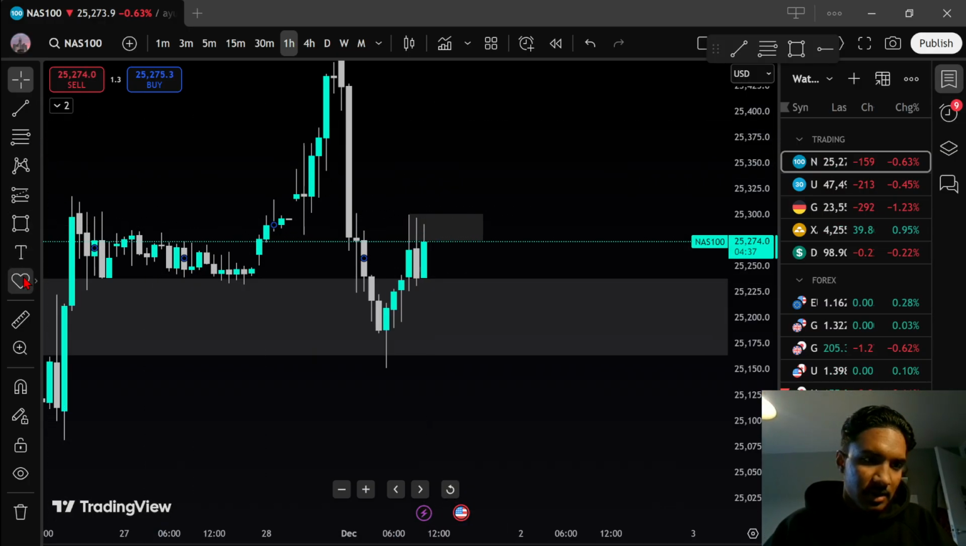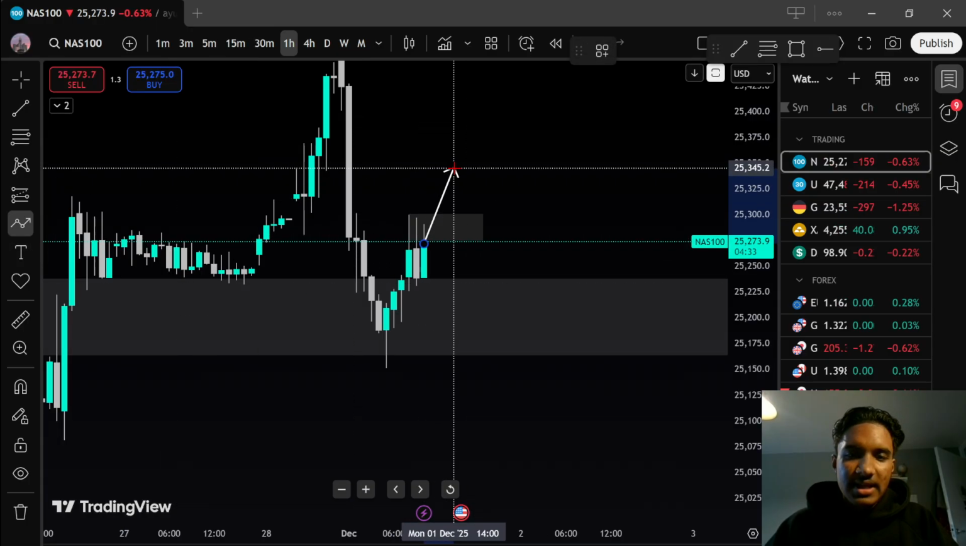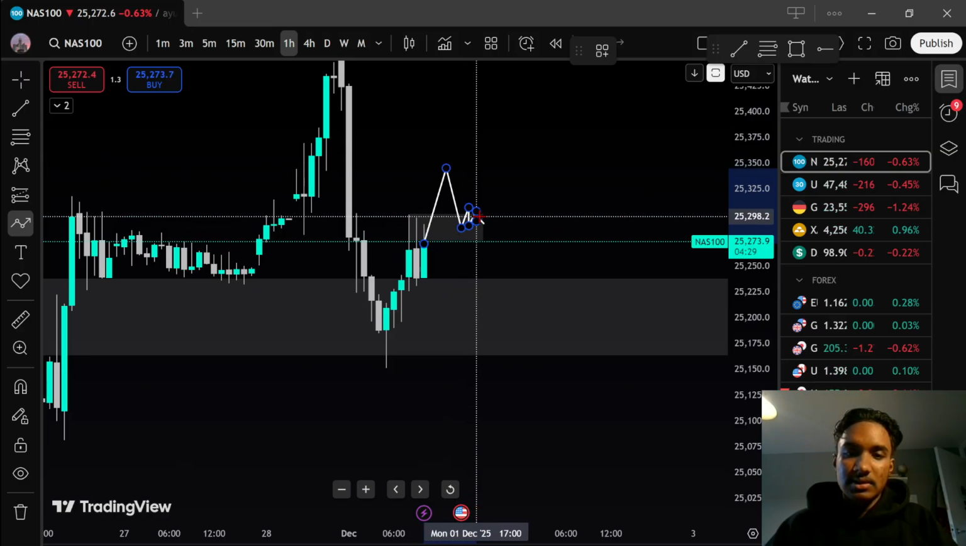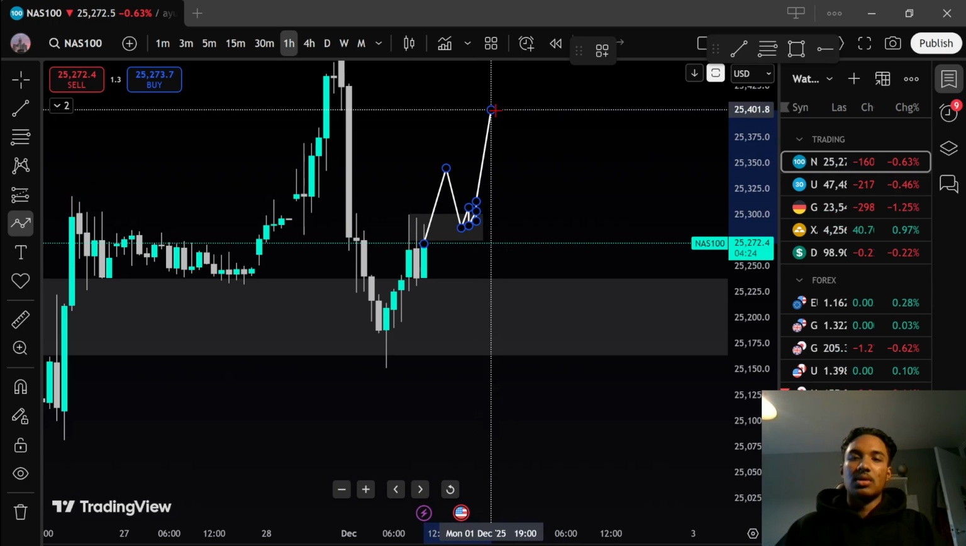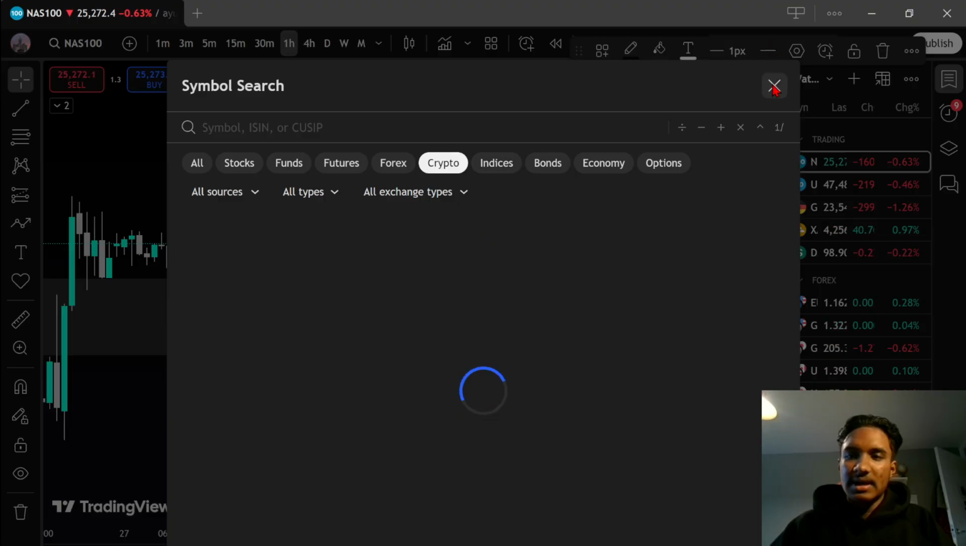Let me just mark it out with my path tool. So it breaks past it, taps back in, rejects a bit, shows some depletion, makes a CHoCH on the 5 minute, and then that's my long. Okay, that's my trade. That's what I'm looking for today on the Nasdaq.